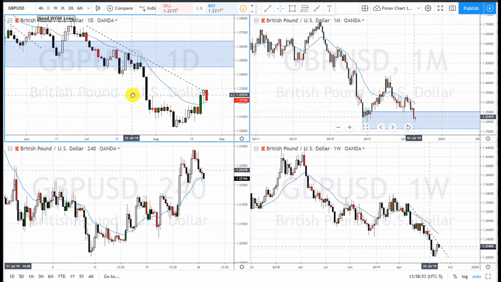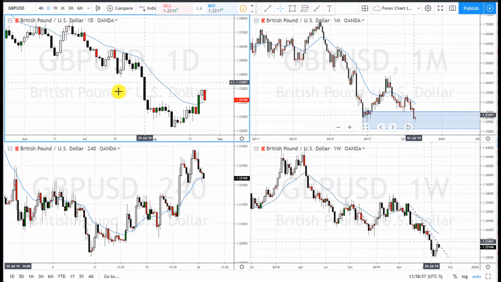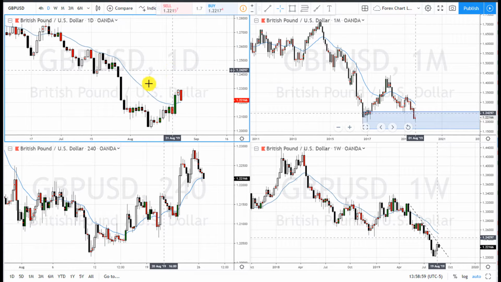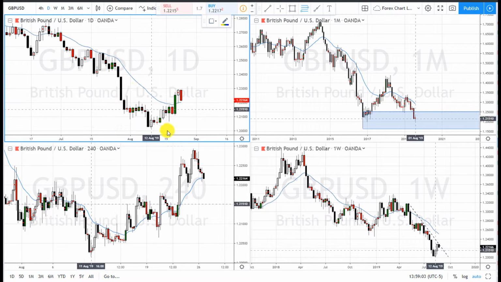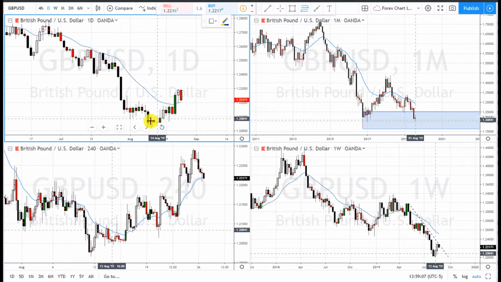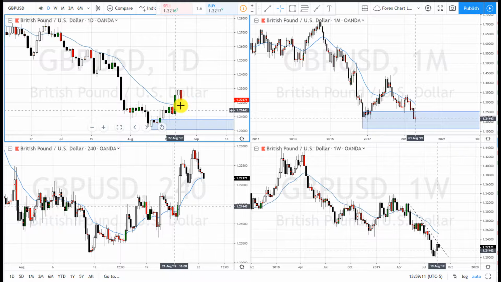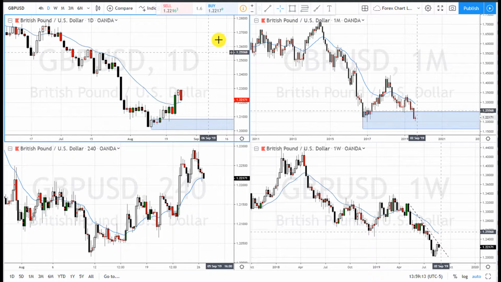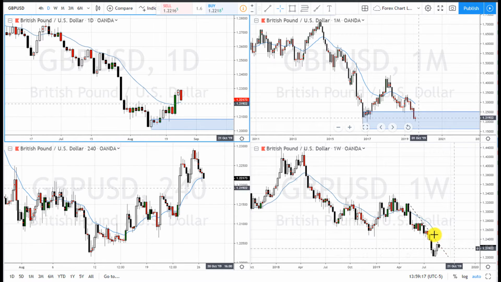On the daily, let's see, I'm going to remove all this. So on the daily you can see how it dropped and then made its way up. There's an area of demand here, so it's creating new areas of demand and it's going up. So we want this trend line to break on the weekly.